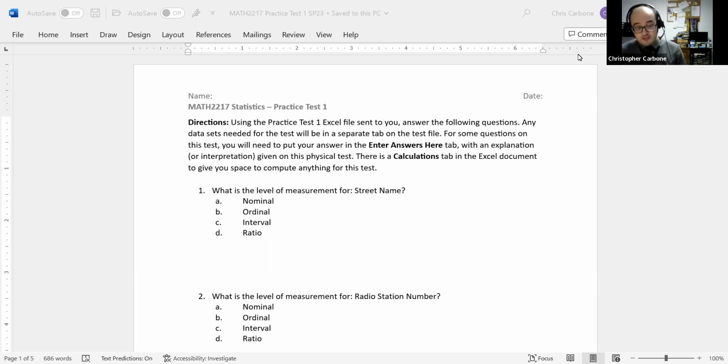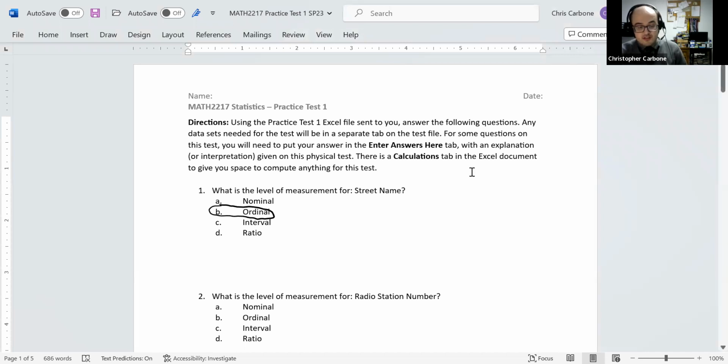My very first question on here is, what is the level of measurement for street name? Right, street name just tells you specifically what street you're on, so it gives a location, which means that this would be an ordinal level of measurement.